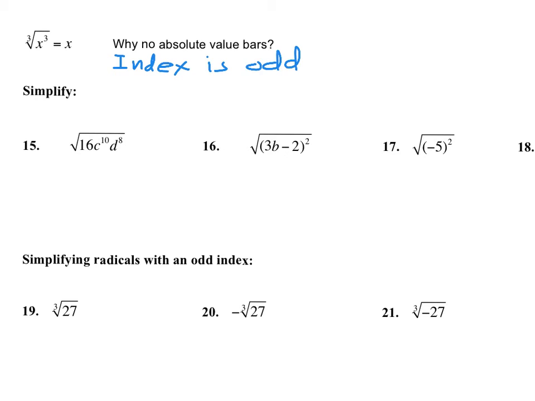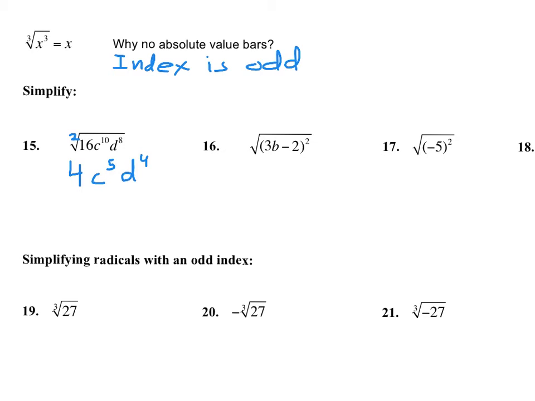So first, number 15, that has an invisible index of 2. So we're just doing a regular square root. The square root of 16 is 4. Square root of c to the 10th is c to the 5th. Remember, we're just dividing the exponents on the inside by the index of 2. So we're going to get d to the 4th. And now we're going to check.